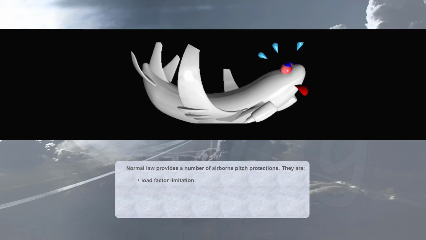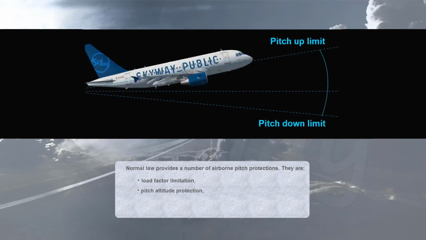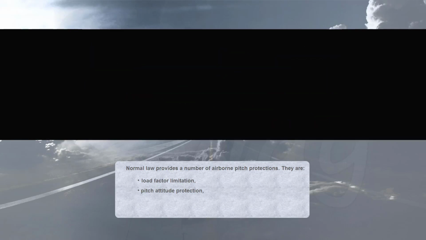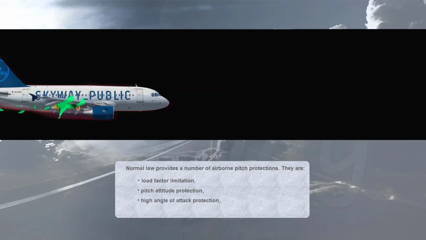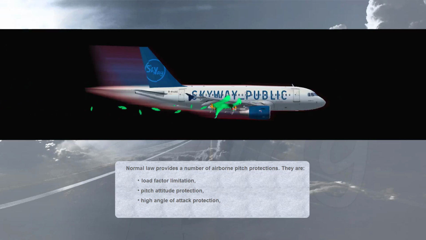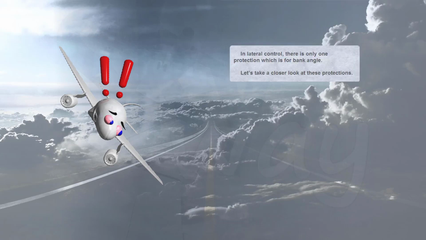Normal law provides a number of airborne pitch protections. They are load factor limitation, pitch attitude protection, high angle of attack protection, and speed protection. In lateral control, there is only one protection which is for bank angle. Let's take a closer look at these protections.